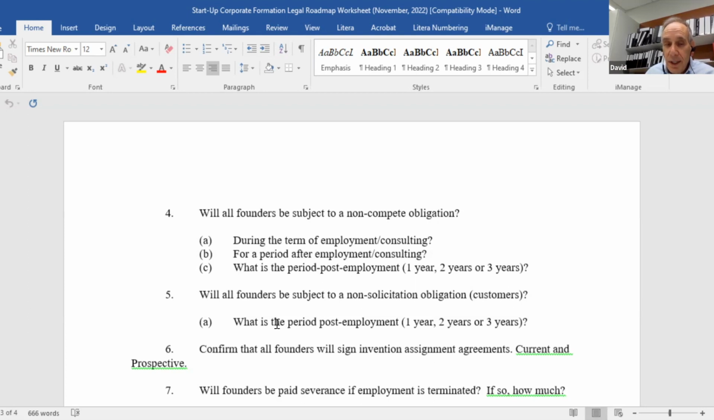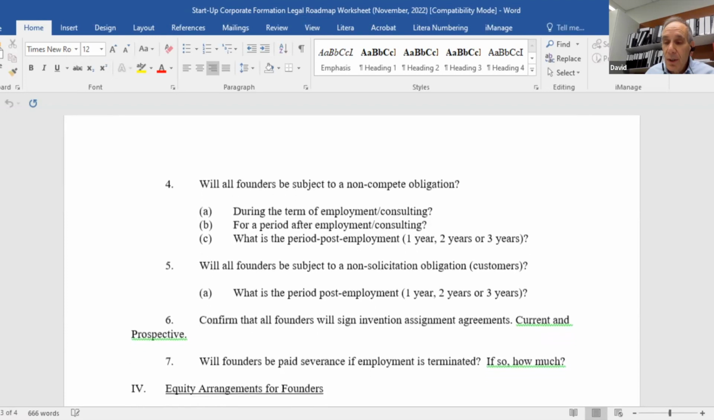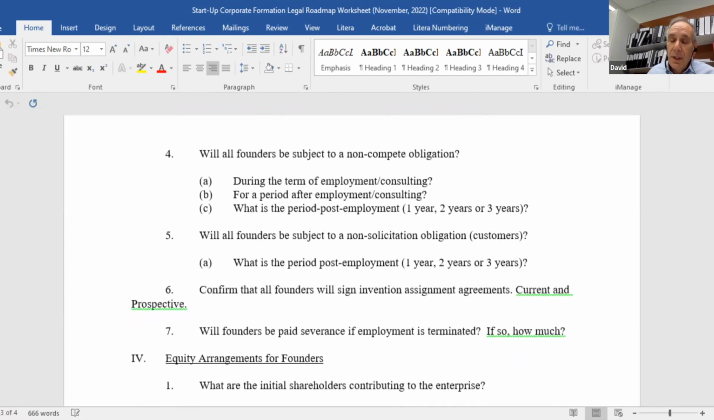Similarly, on item 5, are you willing to enter into a non-solicit agreement where you agree to not solicit the customers or employees of the company for a period of time?